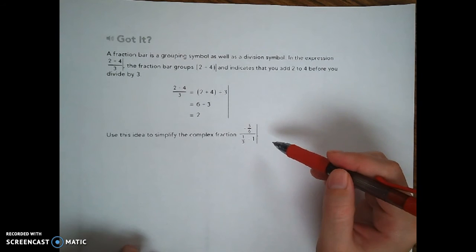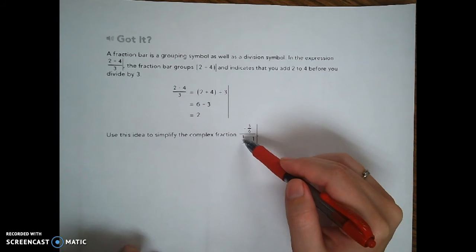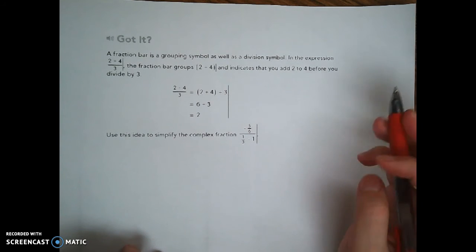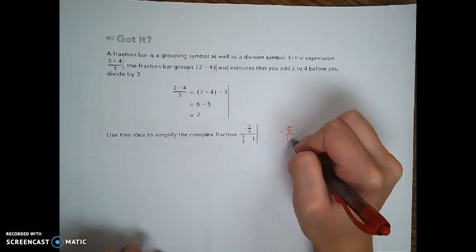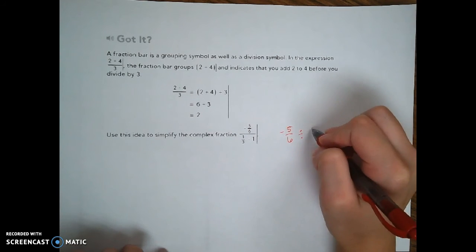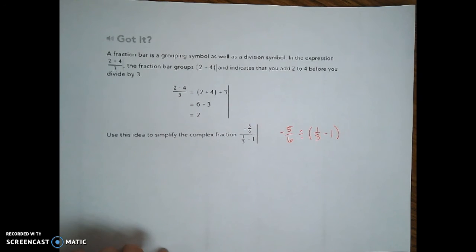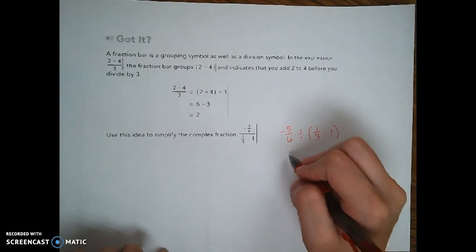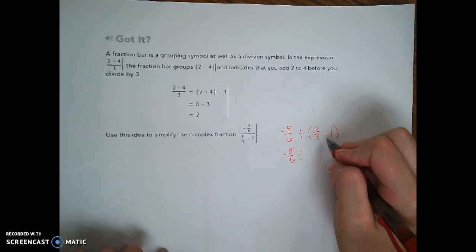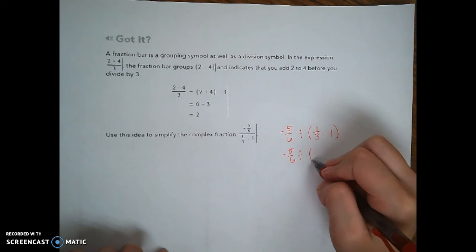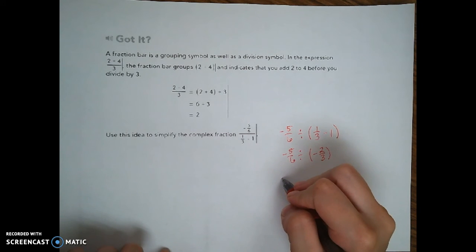So we want to use that idea to simplify this complex fraction where we have -5/6 over 1/3 minus 1. So if I rewrite that, that's the same as -5/6 divided by, in parentheses, 1/3 minus 1. So the first thing we want to do is do our parentheses. So I have -5/6 divided by 1/3 minus 1, that's going to be -2/3. And now I can rewrite this as a multiplication problem.